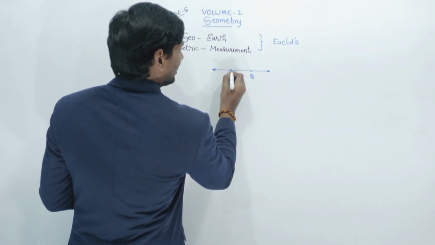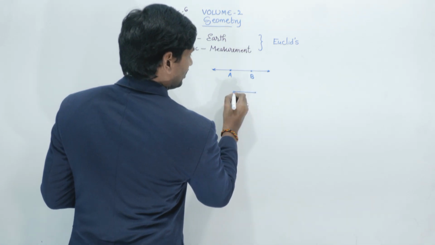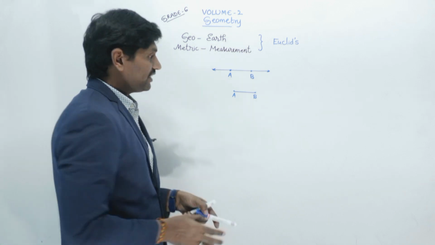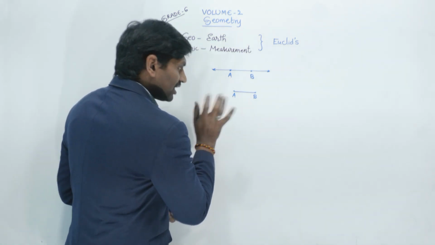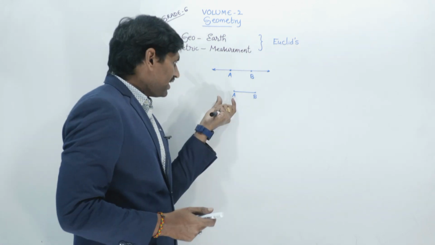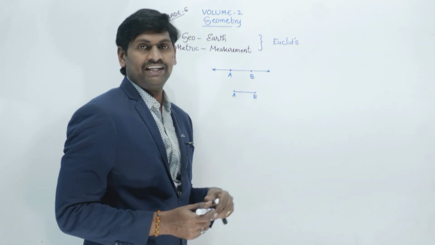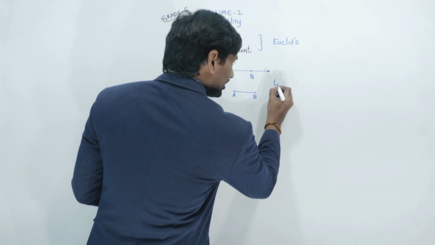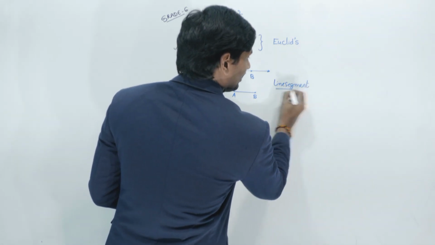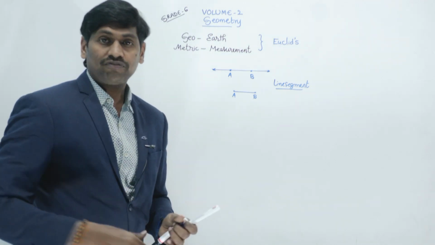From this entire line, I am just removing this part. It has end points on both sides. That means the line segment starts from A and ends at B. A is the starting point, B is the ending point. The line segment is nothing but a part of a line. Line segment means part of a line.